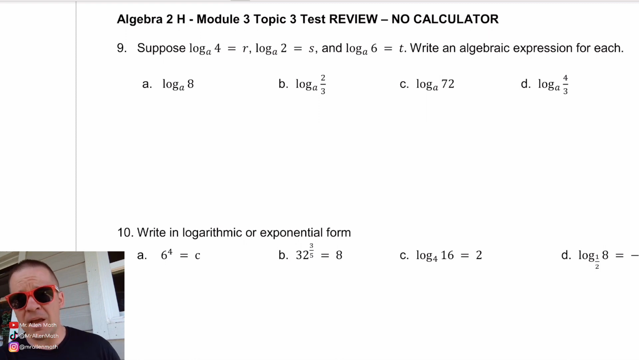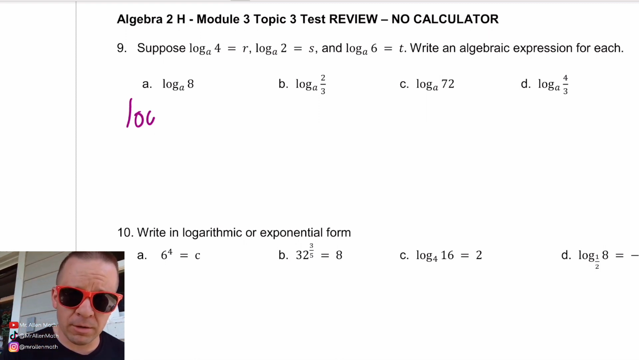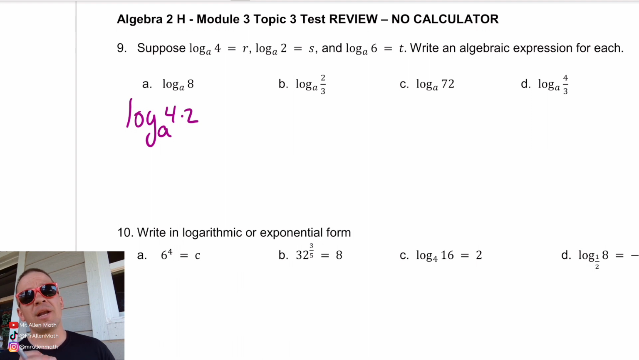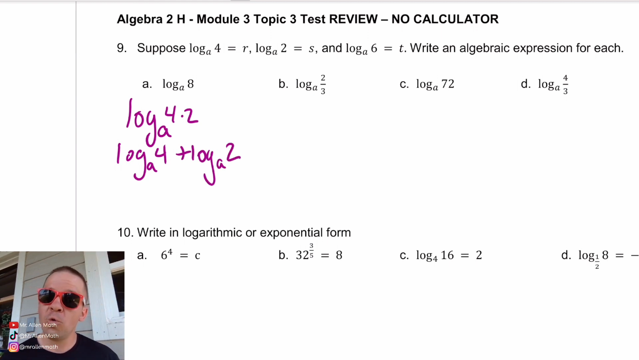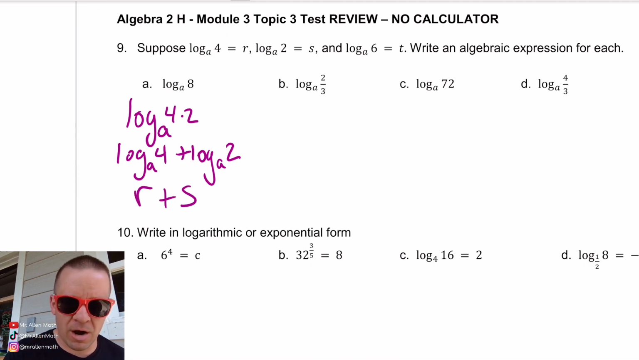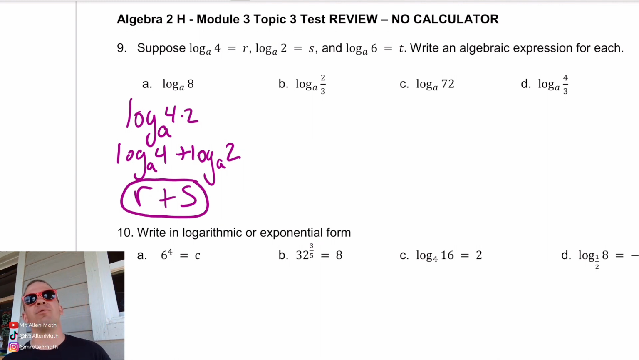We got log base A of 8. I could write log base A of 4 times 2. Is 4 times 2 8? Yes, it is. Now, can I break this apart with our product rule? Yes, I can. I'd have log base A of 4 plus log base A of 2. What's log base A of 4? That's R. What's log base A of 2? That is S. So we have R plus S as our algebraic expression. See, once we break that thing down, it's not so scary. Okay, next one, log base A of 2 over 3.